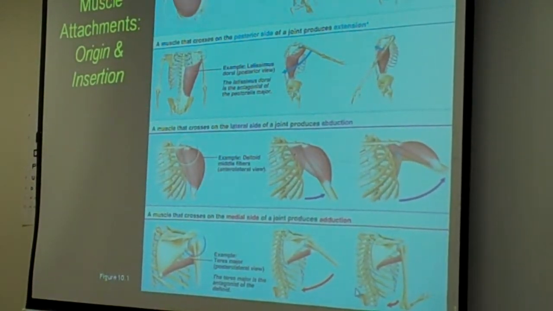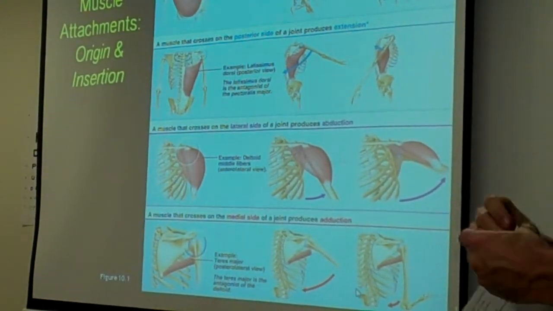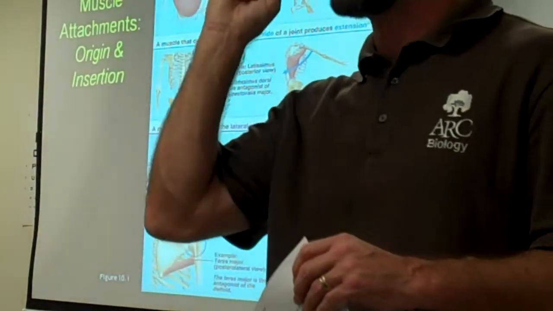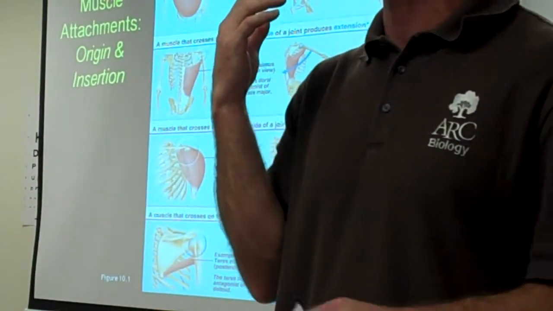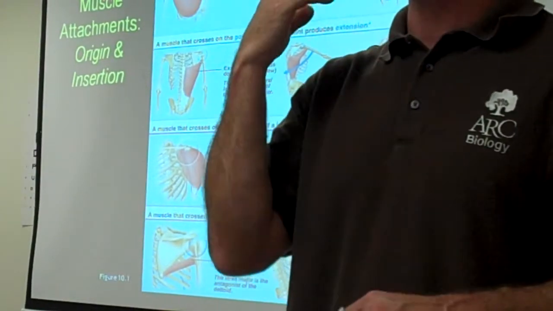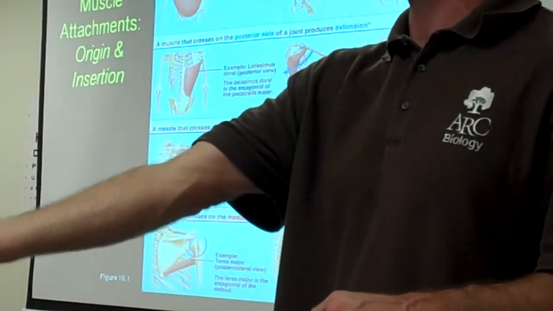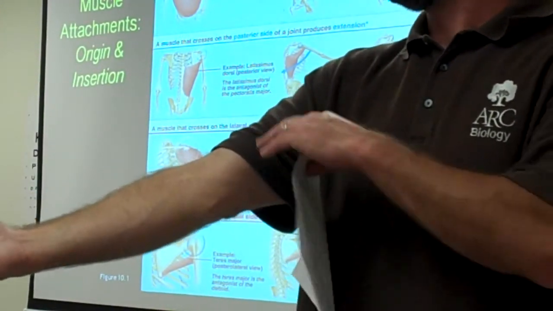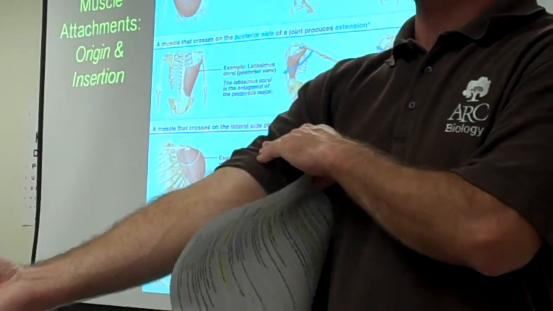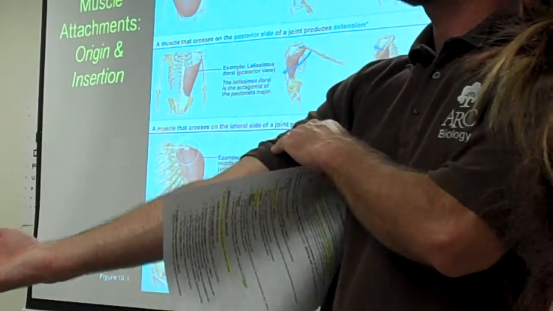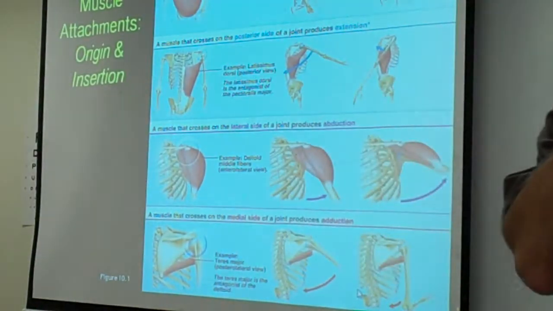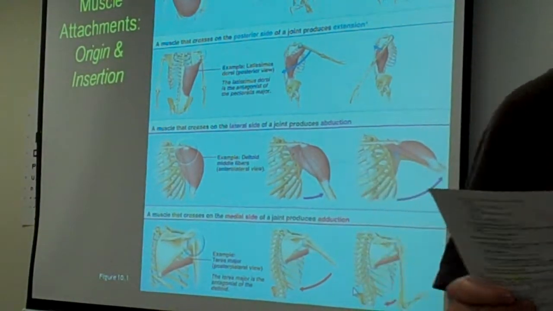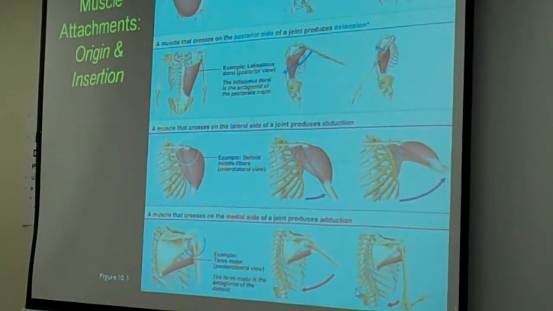So what do you think the antagonist does? If the agonist produces a particular movement like elbow flexion, what does the antagonist do? The exact opposite, which would be elbow extension. So if biceps brachii is the agonist, what's the antagonist? Triceps brachii on the other side. To be an antagonist, you have to do the opposite movement.